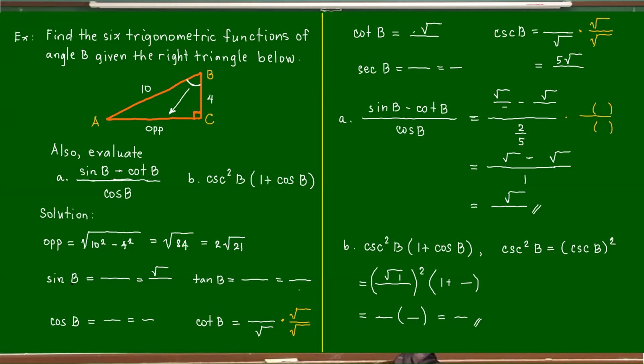So let's now determine the value of sine B. Starting with sine B, the side opposite to angle B is 2 square root of 21. Is that right? Sine B, 2 square root of 21.